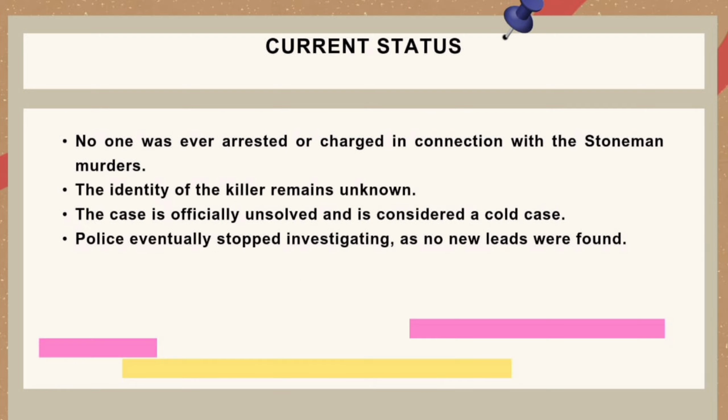What is the current status of the case? No one was ever arrested or charged in this case. The identity of the killer remains unknown and the case is officially unsolved and considered a cold case. The murders stopped as suddenly as they began. So, the police eventually stopped the investigation as no new leads were found.